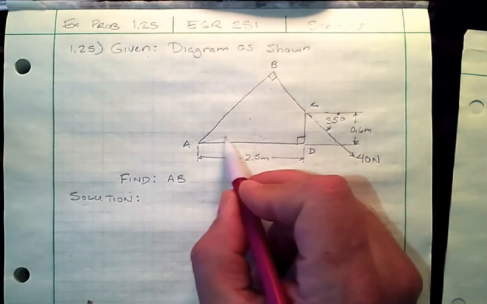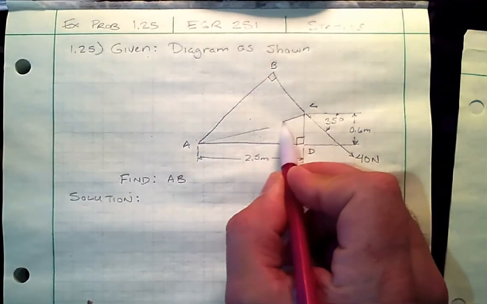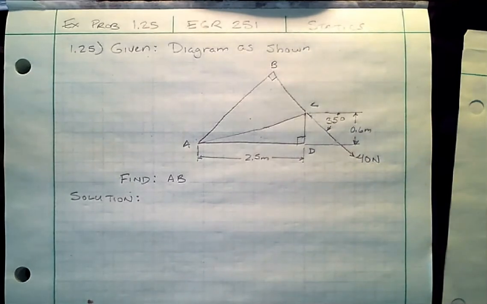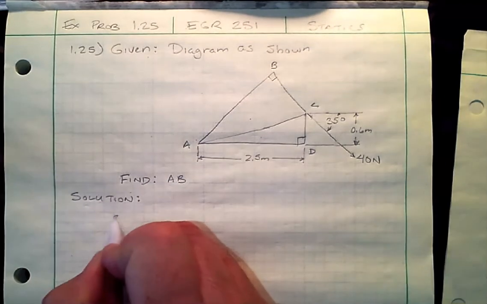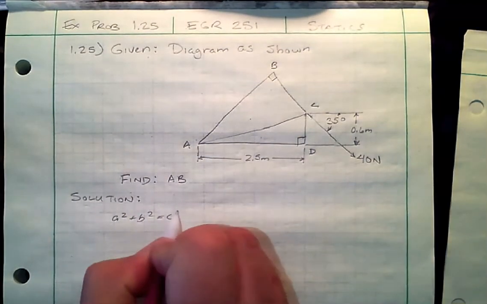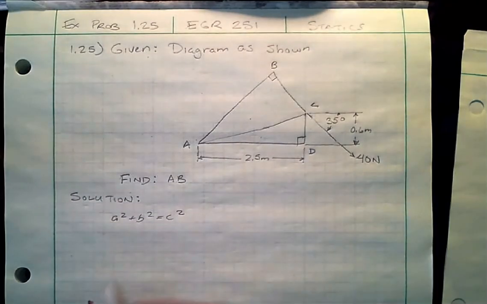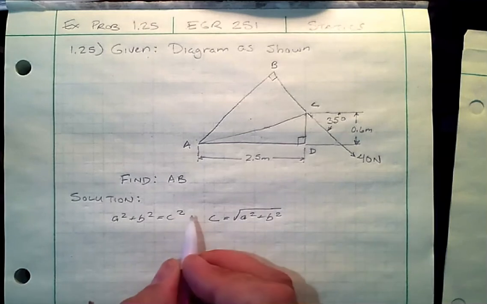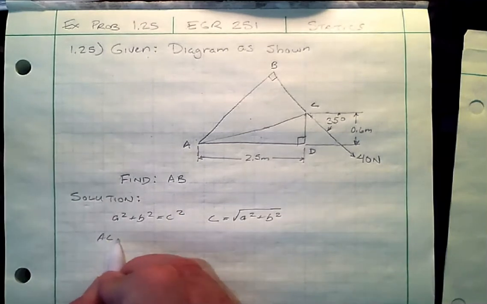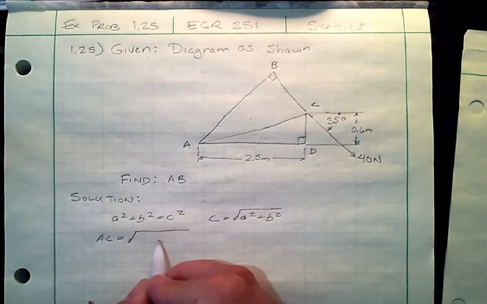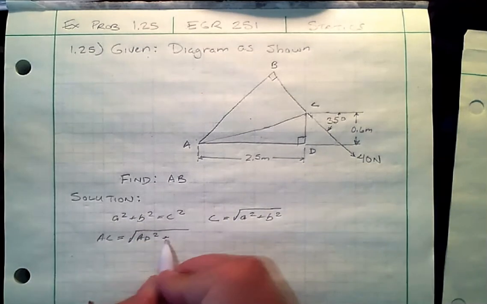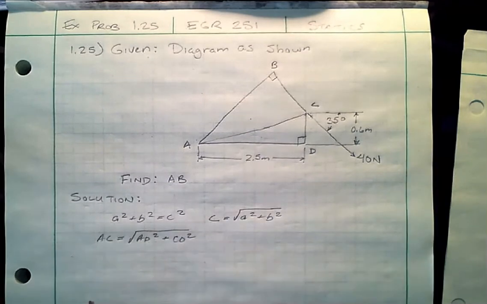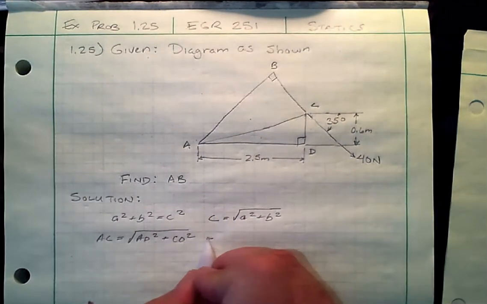So it turns out that we can easily find this line right here, this line that goes from A to C. Right? And the simple way to find that is using the Pythagorean theorem. Because if you recall, a squared plus b squared equals c squared, right? We're actually looking for the hypotenuse. So we can rewrite that as c is equal to the square root of a squared plus b squared, right? And in our case, we're looking for AC. And that's going to be equal to the square root of AD squared plus CD squared, right? That side.